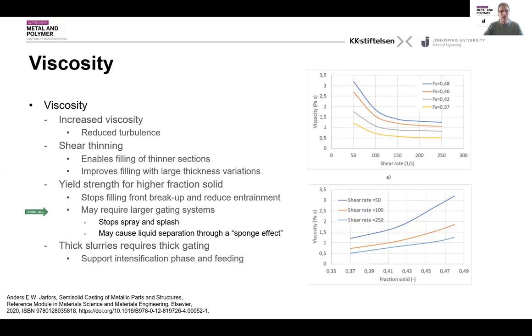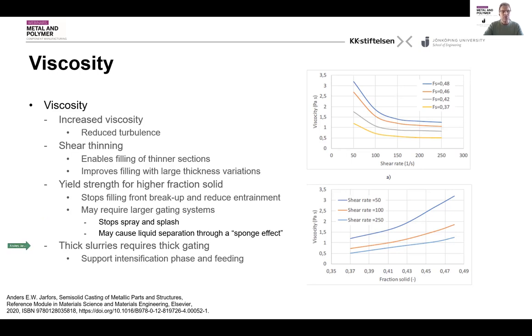Now that also requires to have slightly larger gating systems, because if you squeeze the melt too hard, you may separate the liquid. It's like squeezing a sponge. So the liquid will leak out and that will cause segregation effects. But the main important part here is that the solid fraction actually stops sprays and splashes.